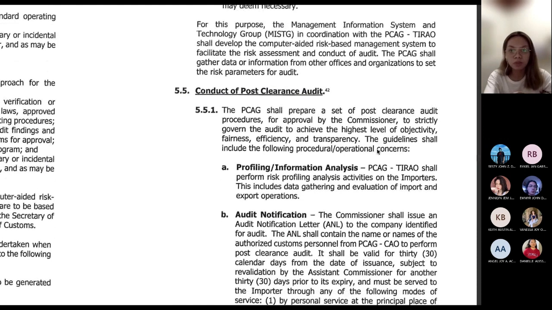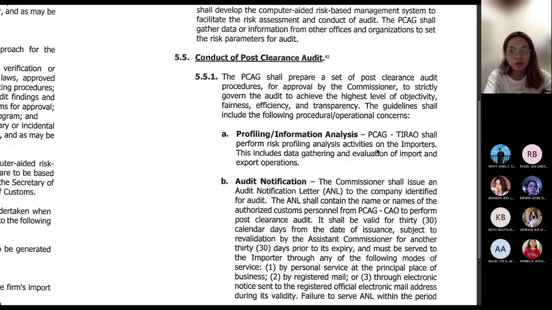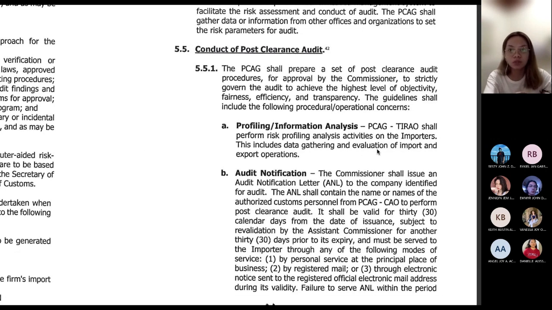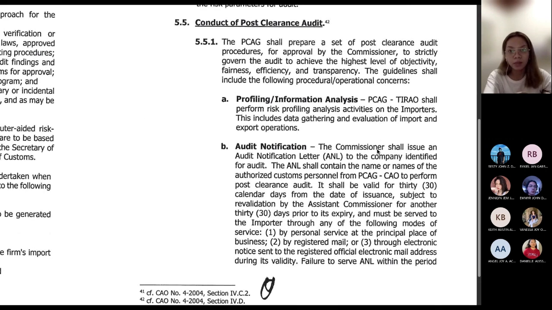5.5 Conduct of post-clearance audit. The PCAG shall prepare a set of post-clearance audit procedures for approval by the Commissioner to strictly govern the audit to achieve the highest level of objectivity, fairness, efficiency, and transparency. The guidelines shall include the following procedural or operational concerns. Letter A. Profiling or information analysis.